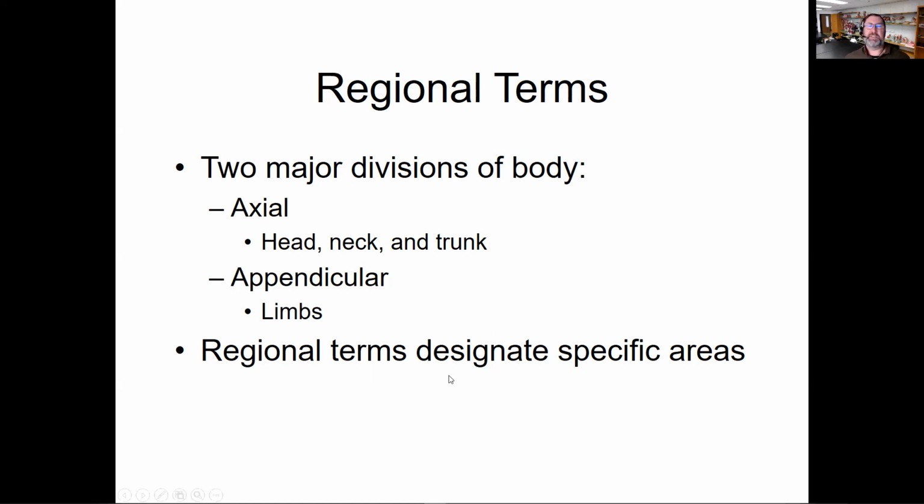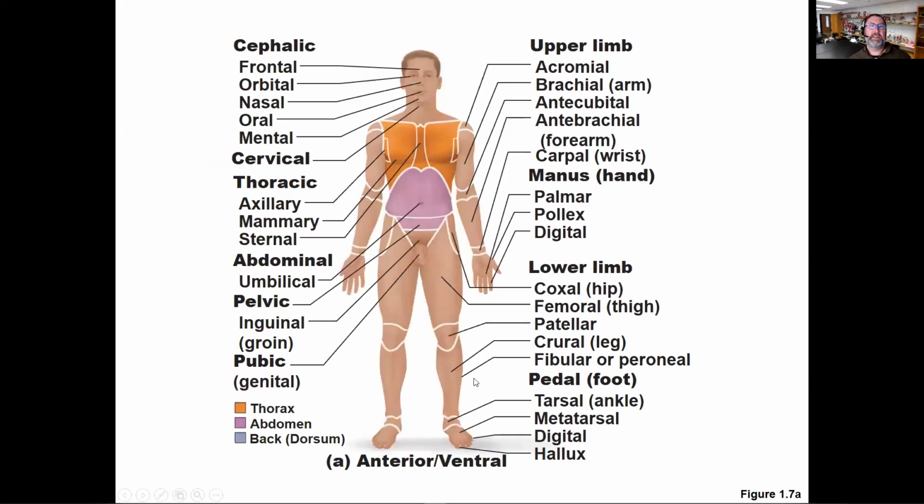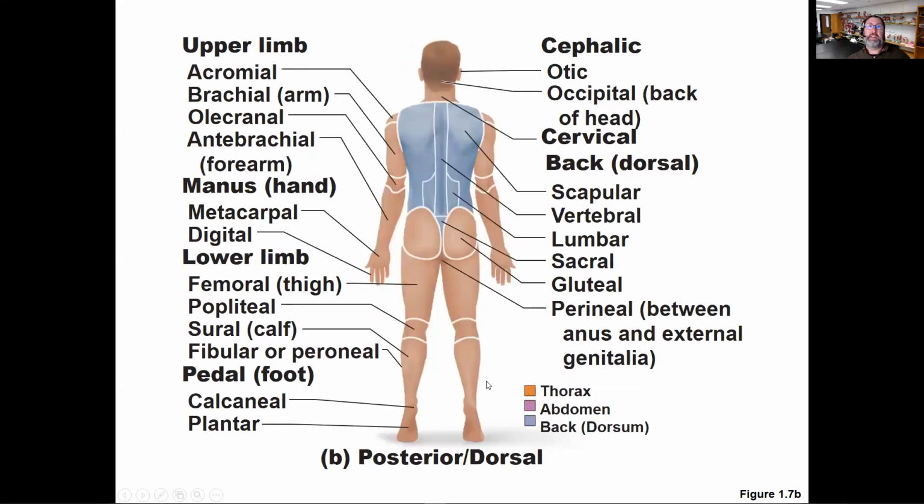And then again, these regional terms that we saw a little bit before help to designate specific areas. So anteriorly, we'll see these items. Posteriorly, we'll see these. And so again, you've just learned the cervical vertebra that we have 7 of them, the thoracic vertebra that we have 12, and the lumbar vertebra that we have 5, and then we have the sacrum. So those also become regional terms that we can use.